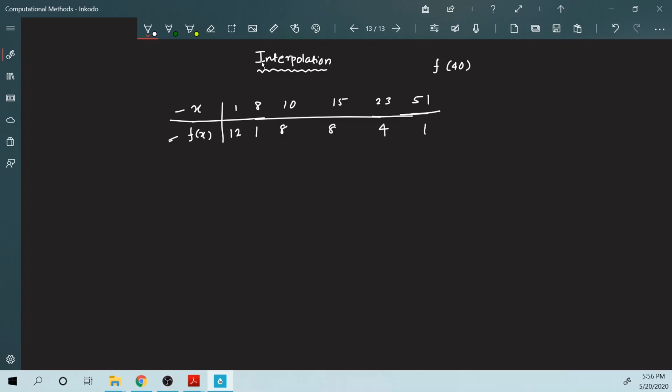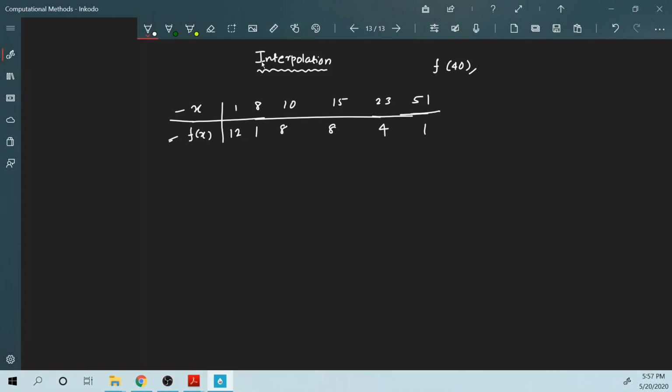Don't you think the gap between 23 and 51 is very much? So the problem here is you cannot again record the data, but you want to find out the value of the function at 40. So what you're going to do here is use interpolation.